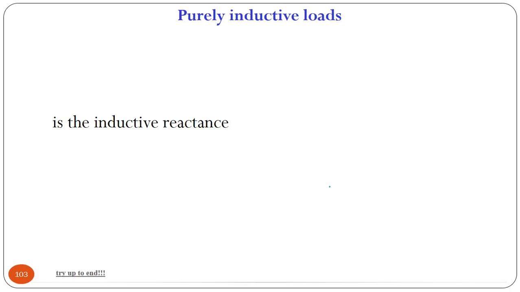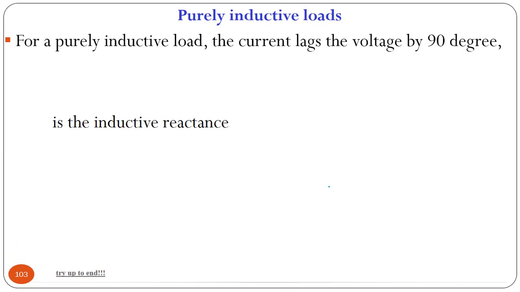The next load type is the purely inductive load. For a purely inductive load, the current lags the voltage by 90 degrees.